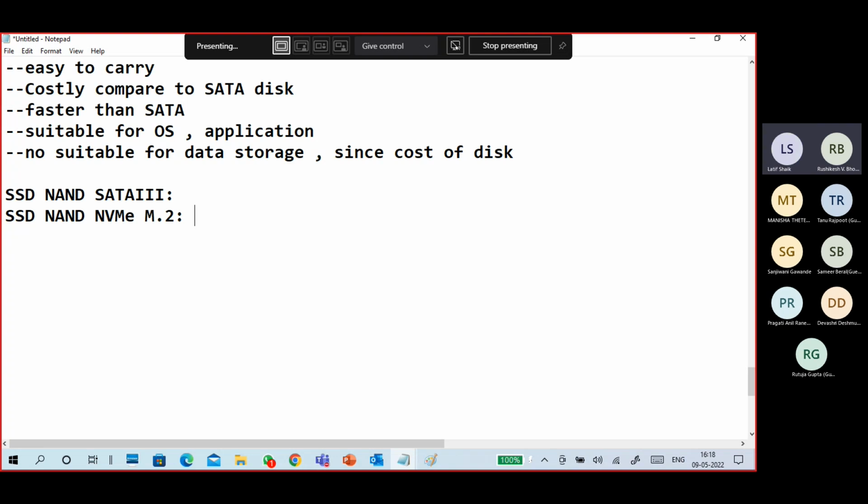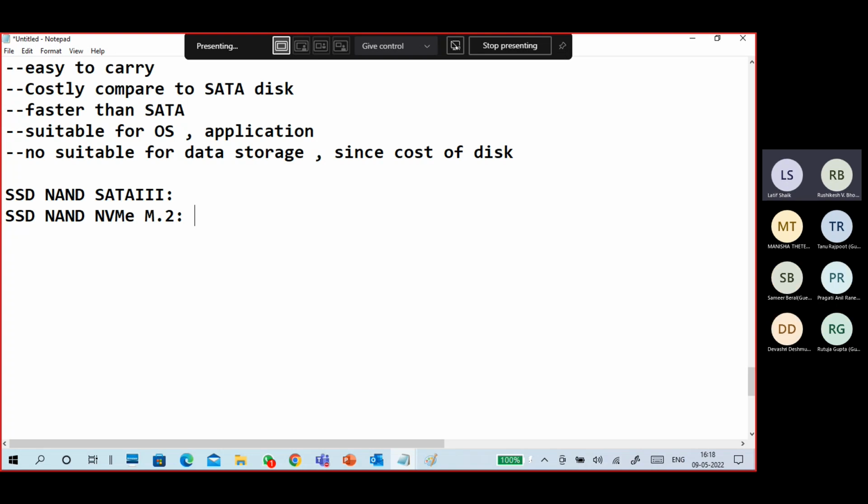But what is the difference here? That's my point. You already have a laptop with a regular hard disk. Use the regular hard disk only. Don't change it to SSD. Why? Because you don't feel much speed difference, only the cost.